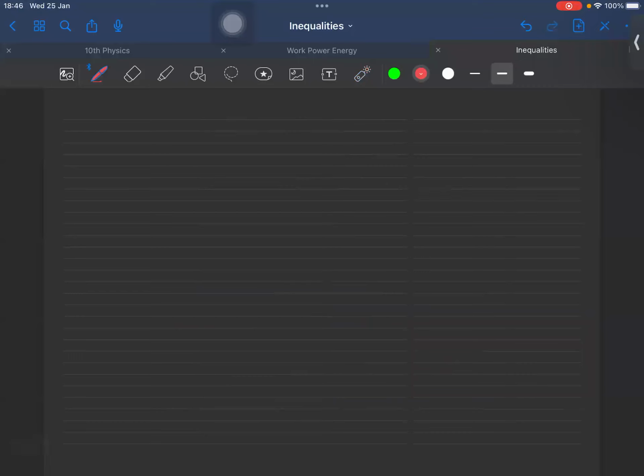Okay, let's solve another problem. Find all. Okay, now see, in sets we have seen union and intersection.